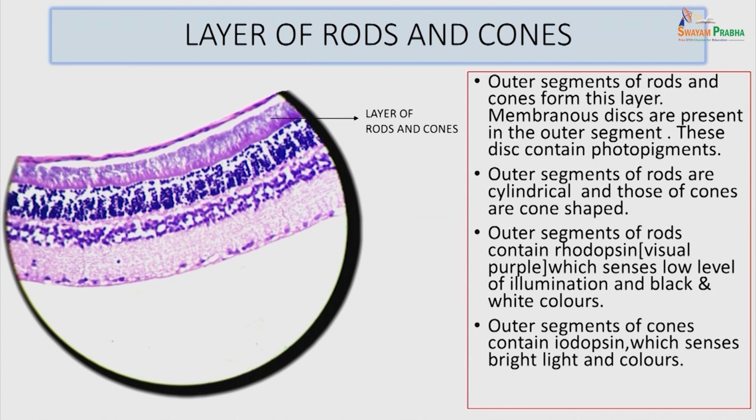Coming to the layer of rods and cones, the outer segments of rods and cones form this layer. Membranous discs are present here. These contain photopigments. Outer segments of rods are cylindrical and those of cones are cone-shaped. Outer segments of rods contain rhodopsin, that is the visual purple, which senses low level of illumination and black and white colors. Outer segments of cones contain iodopsin, which senses bright light and colors. In the microscopic appearance, this is the view of the layer of rods and cones. This is the pigmented epithelium. Next to that, you can see the layer of rods and cones.